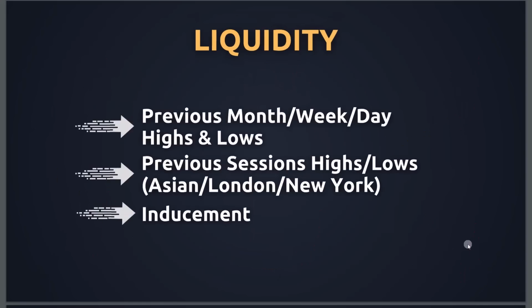Other types of liquidity, but they are more advanced, especially the last one. So we have previous month, week, and day highs and lows. The previous daily high and low is a very good liquidity level. Also the weekly highs and lows, also the monthly highs and lows. Another one is the previous session's highs and lows, and you can create strategies based only on this. So we have the Asian session, the London session, and the New York session, and we'll be talking about this in detail. The last one is more advanced, I'm not going to go over this today, but I have specific videos about this where I go into detail.